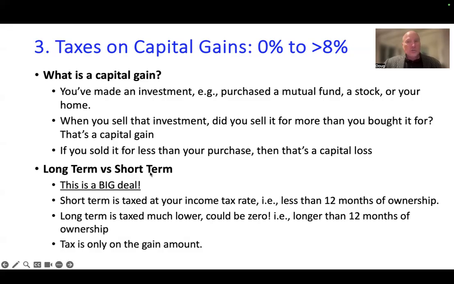Long term versus short term. So you can have a long term capital gain or a short term capital gain. This is a big deal. Short term is taxed at your income tax rate, meaning you own that item less than 12 months. Long term is taxed at a much, much lower rate than income. It could be zero, actually, in terms of taxes. And only the gain amount is taxed.